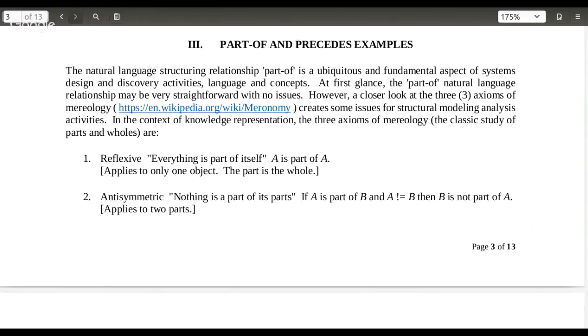Joe, can I ask a question? So influences, is it sometimes not transitive, or is it always transitive?